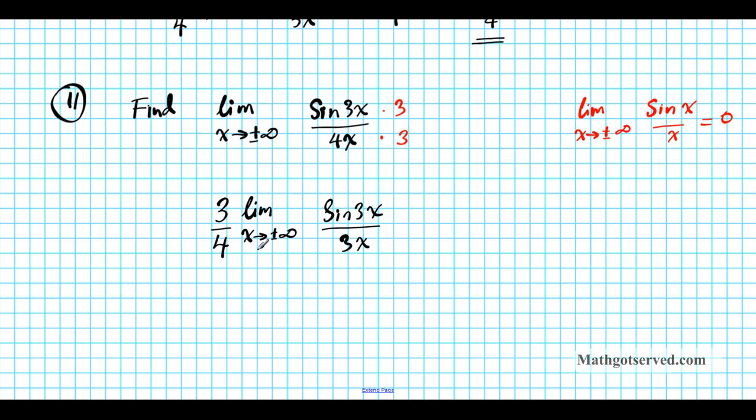Okay, so this entire limit is going to converge to 0 because this oscillates between plus or minus 1, whereas this gets infinitely large. It becomes an infinitely large negative number or an infinitely large positive number. Okay, so this becomes 3 over 4 times 0, and your final answer is 0.